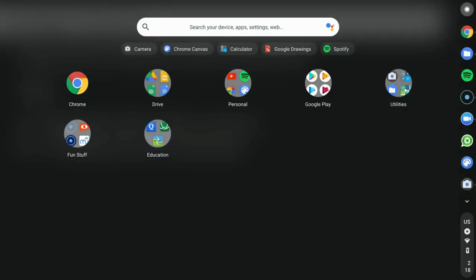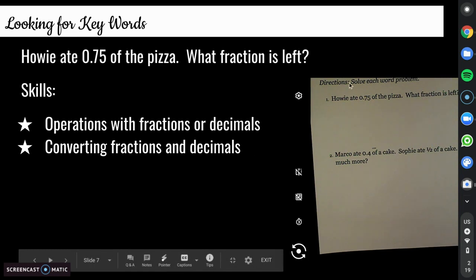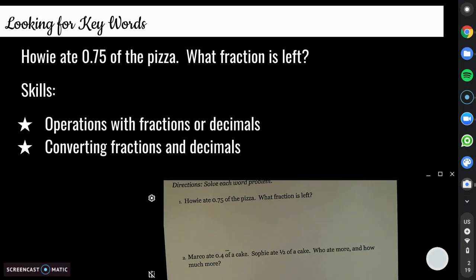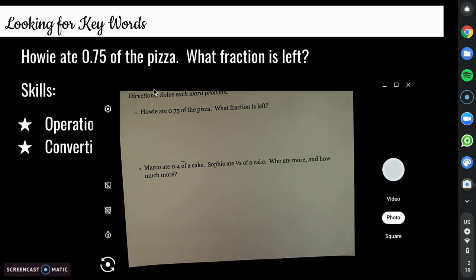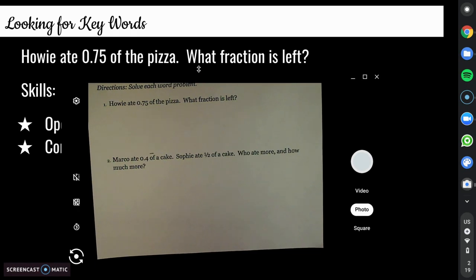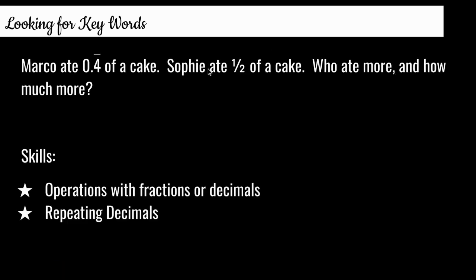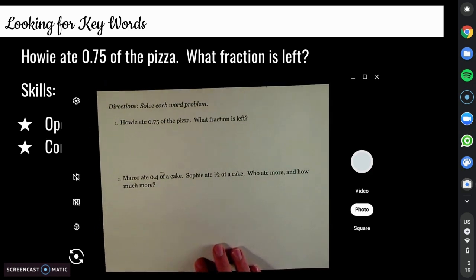Okay. So again, our skills here are operations and converting. So our directions say solve each word problem. Okay, Howie ate 0.75 of the pizza. What fraction is left? So this is a little tricky, right?